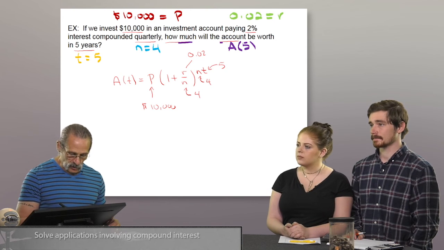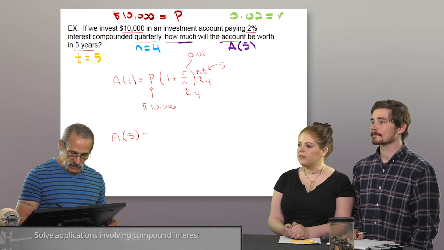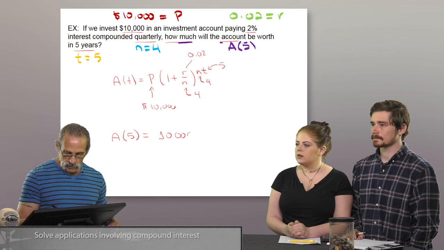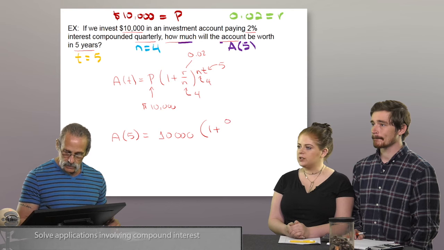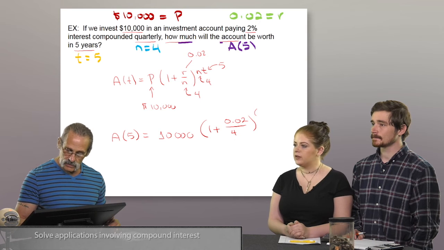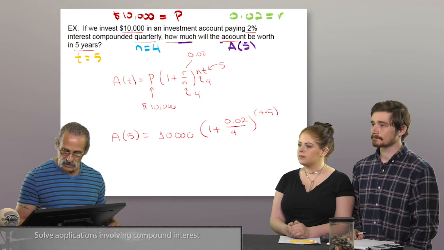So if I write down A of 5, it is equal to 10,000 times 1 plus 0.02 over 4. Very good. And then that is all raised to the 4 times 5. 4 times 5. I like the way you said that.